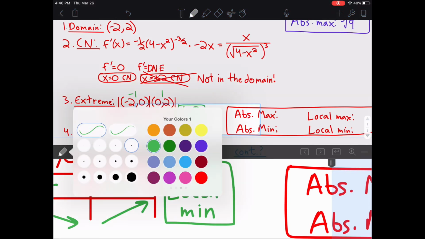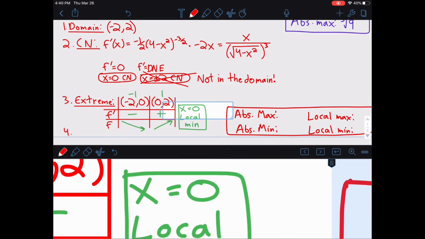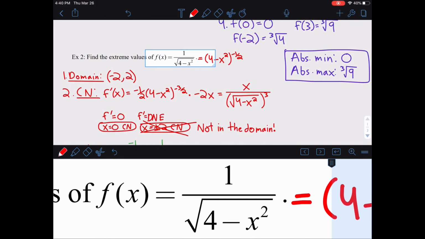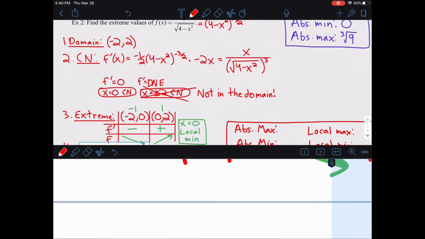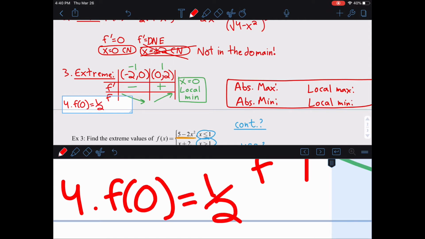And now, my last step, step 4, right? I have no endpoints here, so I'm just going to take my local minimum and plug it back into the original function. When I plug 0 in for x into the original function, 0 squared is 0, 4 minus 0 is 4, square root of 4, I get 2, and so f of 0 gives me 1/2.